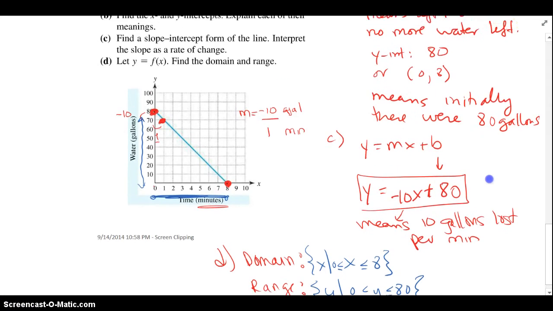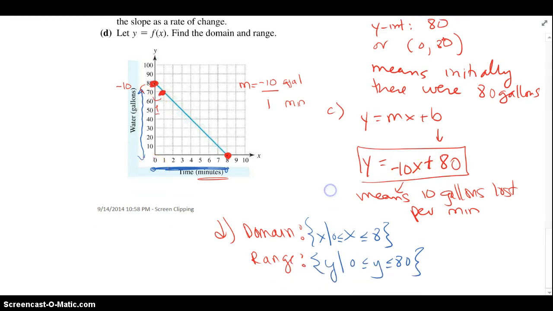Just a quick note again that remember the y-intercept is not 8 but 80. So initially there were 80 gallons. We found the equation to be y equals mx plus b, and we got the slope by just doing our rise and run from the graph. We interpreted the slope to be 10 gallons lost per minute, and the domain and the range are x is between 0 and 8 and y is between 0 and 80.